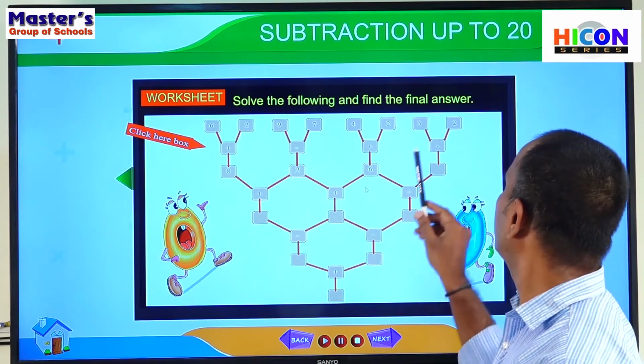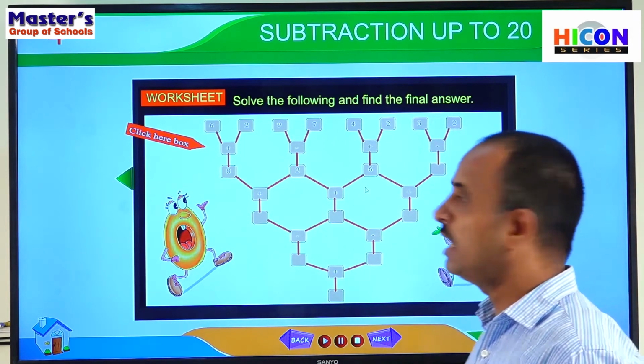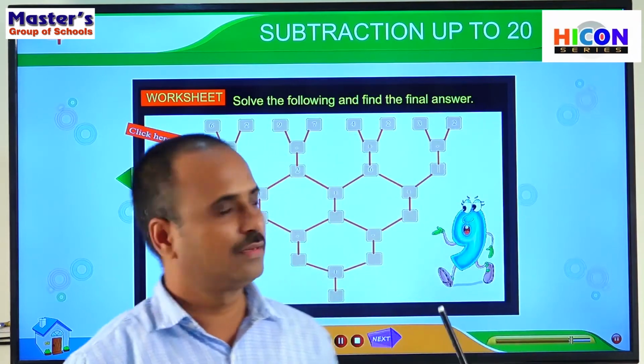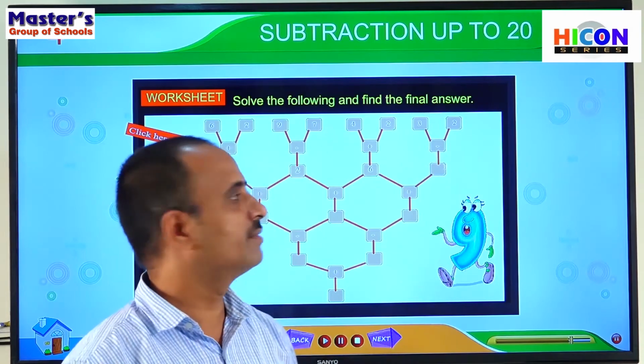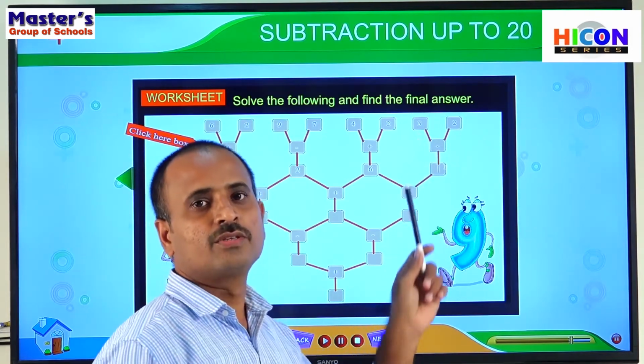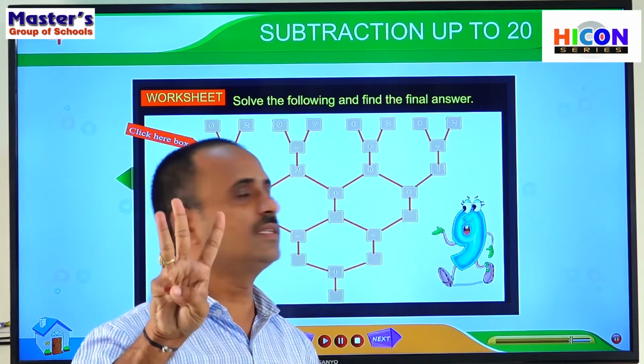Next, go to the next one. The first number is 3 and the second number is 2, and they have given a symbol minus. Minus means subtraction. So what is the first number? 3. So open 3 fingers of your hand. 1, 2, 3. So these are the 3 fingers.